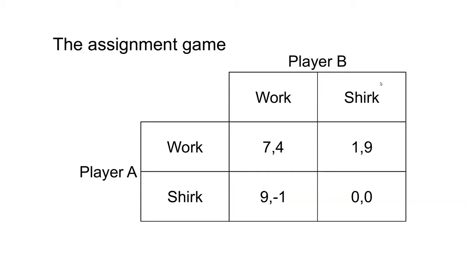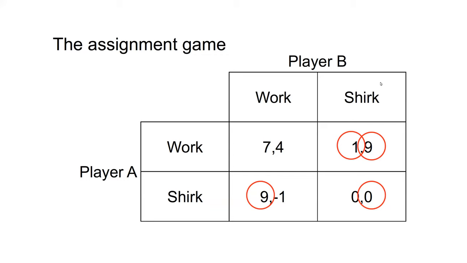Working through the payoffs for each player, if player B works, player A is better off shirking, receiving a payoff of 9. If player B shirks, player A is better off working, receiving a payoff of 1. If player A works, player B is better off shirking, receiving a payoff of 9. And if player A shirks, player B is better off shirking, receiving a payoff of zero.